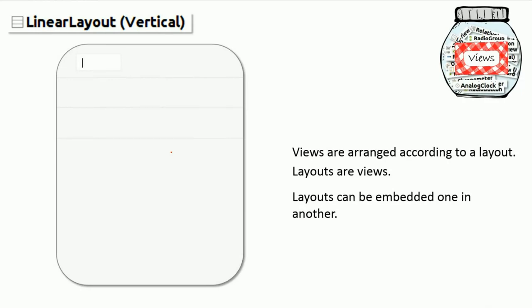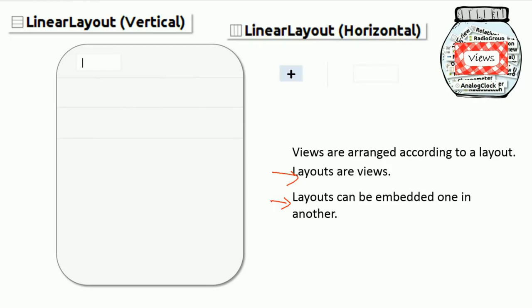One interesting thing about layouts is that layouts are in fact views themselves. It means that I can nest one layout within another. For instance, I can use a horizontal linear layout to set my plus sign and the second operand edit text side by side. And next, I can place this horizontal layout in one of the rows of the vertical linear layout. And let's repeat that for the equal sign and the result. It looks a little bit nicer.